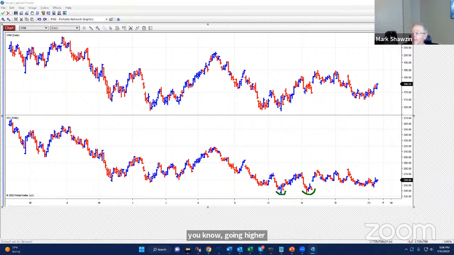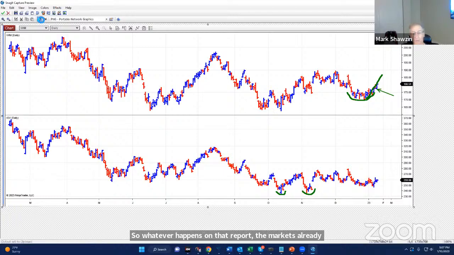Dexter says, do I pay any attention to fundamentals? There's a big report on Thursday. Yes, there is a big report, but you can see the market is already starting to move. The market is anticipatory. The market is ahead of that report. So whatever happens on that report, the market's already started bottoming.